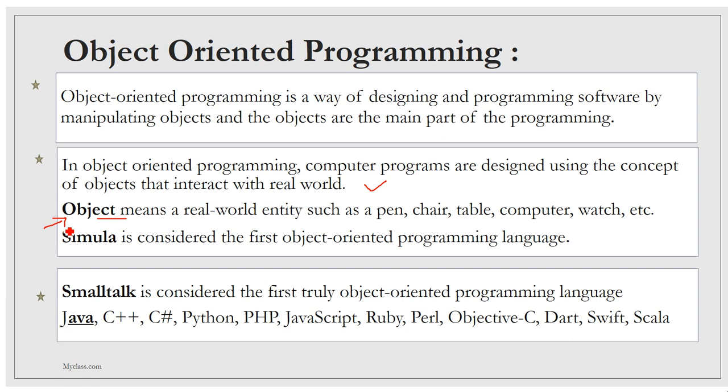Then lots of programming languages follow the object-oriented programming style, that is Java, C++, C#, Python, PHP, JavaScript, Ruby, Perl, Objective-C. Lots of languages are based on object-oriented programming. So in this tutorial, we are more concentrating on Java. Okay.